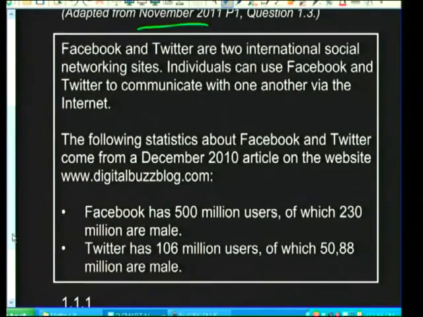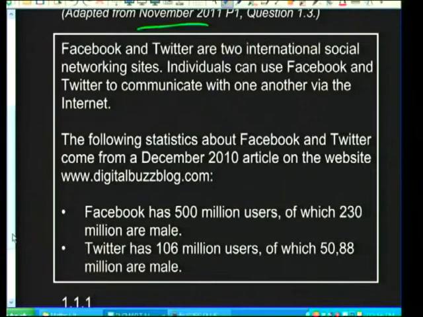And once we've read the question, I'm then going to show you what I would do to that question if I was answering it in my final matric exam. So let's have a look. Facebook and Twitter are two international social networking sites. Individuals can use Facebook and Twitter to communicate with one another via the internet. The following statistics about Facebook and Twitter come from a December 2010 article on the website www.digitalbuzzblock.com. Okay, and these are the facts.